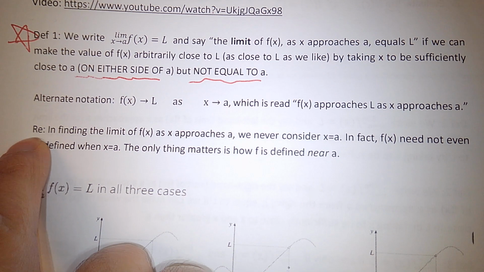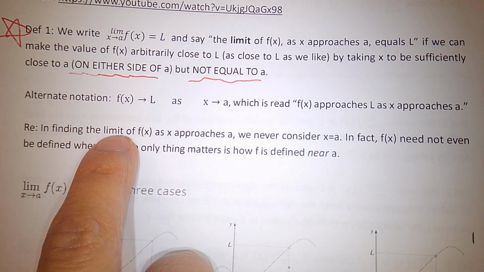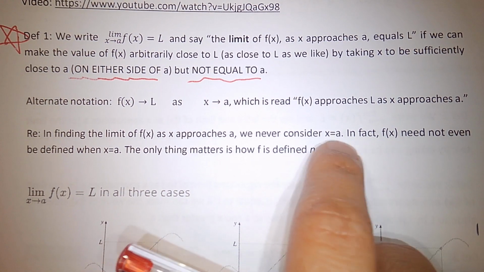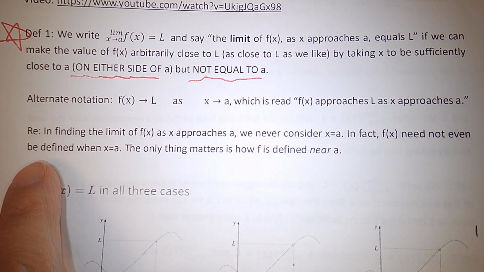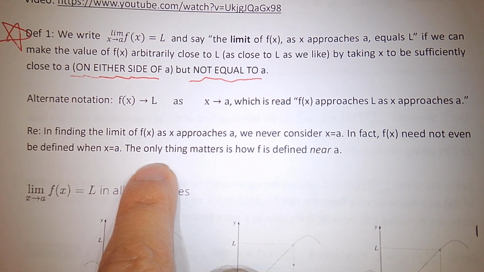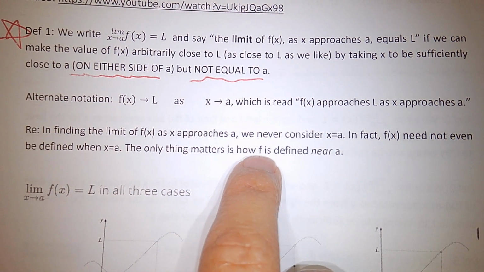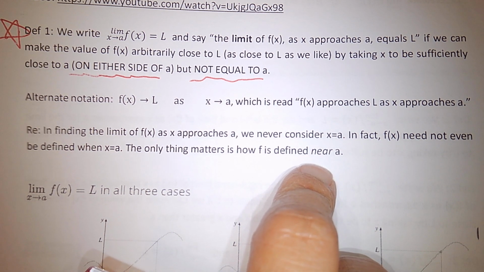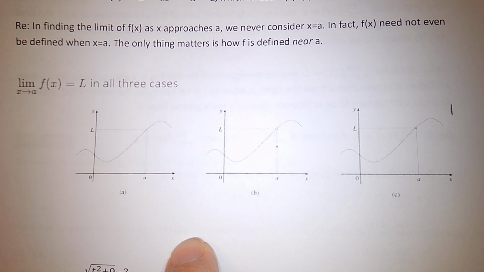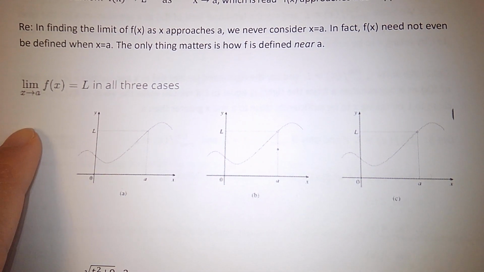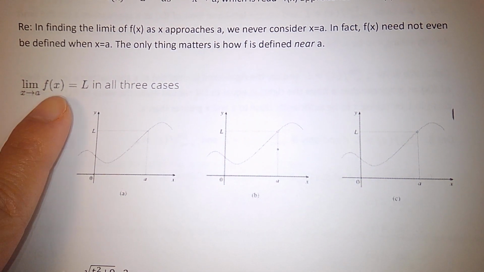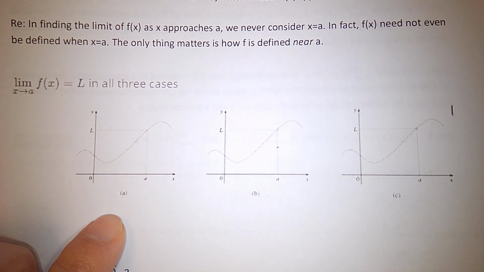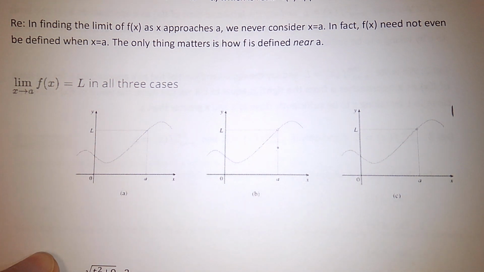Here is a remark. In finding the limit of f of x, we never consider x equals a. In fact, f of x need not even be defined when x equals a. The only thing that matters is how f is defined near a, but not at a. So we have all of the three cases, and all three cases give us the limit of f of x as x approaches a equals L. Let's look at these three cases. Let me redraw them.